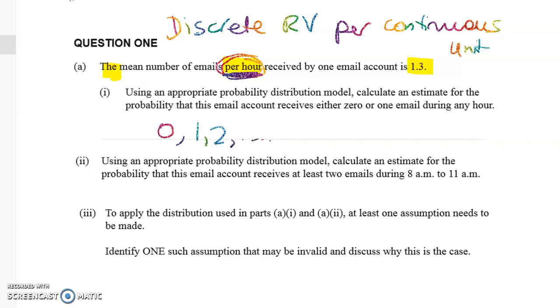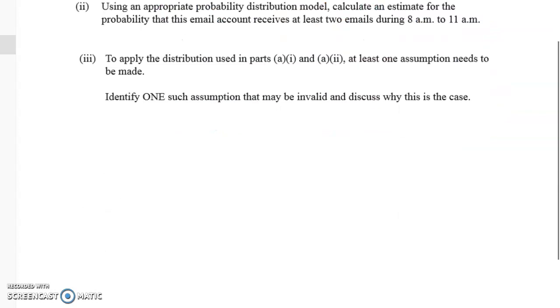So using an appropriate probability distribution model, calculate an estimate for the probability that we get either 0 or 1 email during any hour. So we always have to watch that this time period in my problem matches the one that I'm told about. And in the first question it does. So we're going to use lambda is equal to 1.3. And what we have to find is the probability that x is equal to 0 or 1.